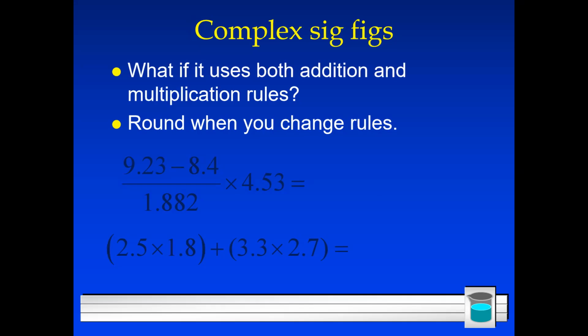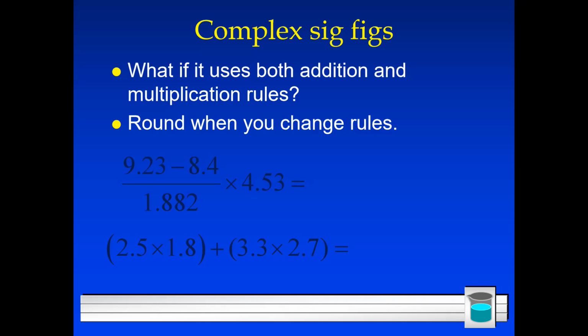All right, so when you are doing this particular one, you take 9.23 minus 8.4, and that gives you 0.83. And remember, you round when you are done. So 0.8, because 0.83 would be too many decimals since we only have one decimal on that one. Then you would do the division, and whatever it gives you is fine, because we don't need to round yet, since the division and multiplication are one and the same. Then you multiply it times 4.53, and that gives you 1.997.